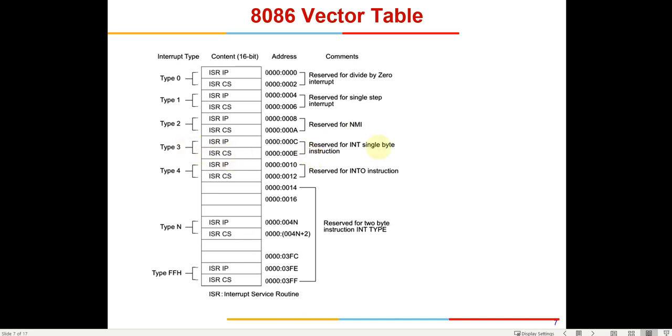Similarly, the next one is reserved for the int single byte instruction. This is also not available for the user. This is also used for debugging, and this is int overflow. So whenever there is an overflow happening, it's not exactly divide by 0, but still it is going beyond the computing capability.